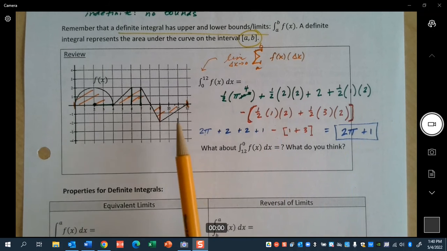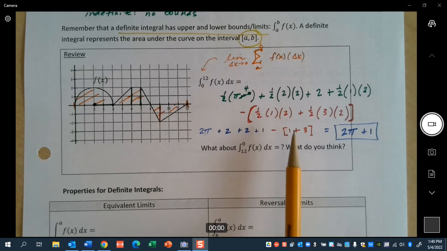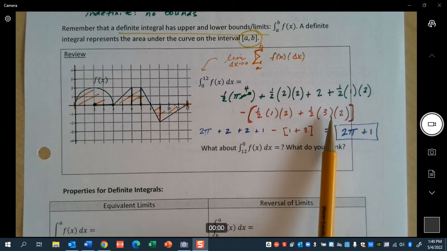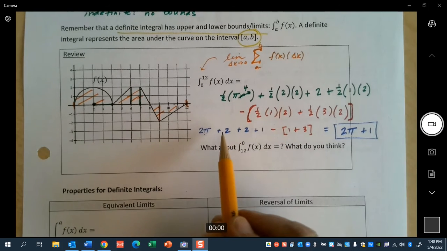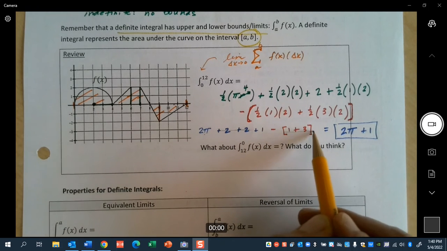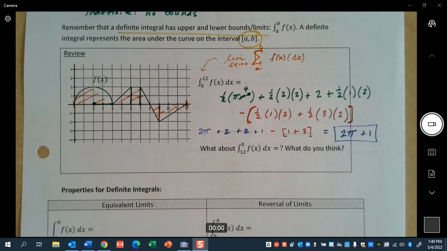What's in red here is negative 1/2 base times height. Here's a second triangle, 1/2 base times height. I'm subtracting that whole value. So this is worth 1, this is worth 3, so I'm subtracting 4. This negative 4 crosses out these two. So this positive 4 and this negative 4, and I get 2 pi plus 1. So doing this on a graph with a shape is tedious for sure.